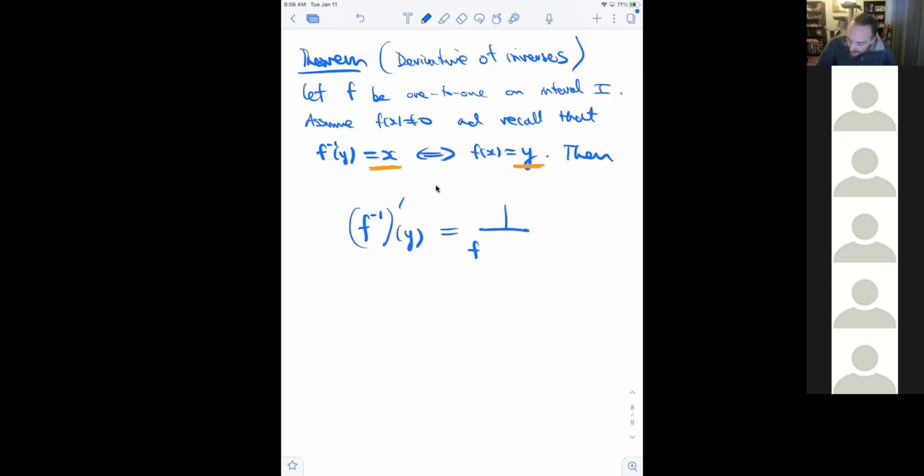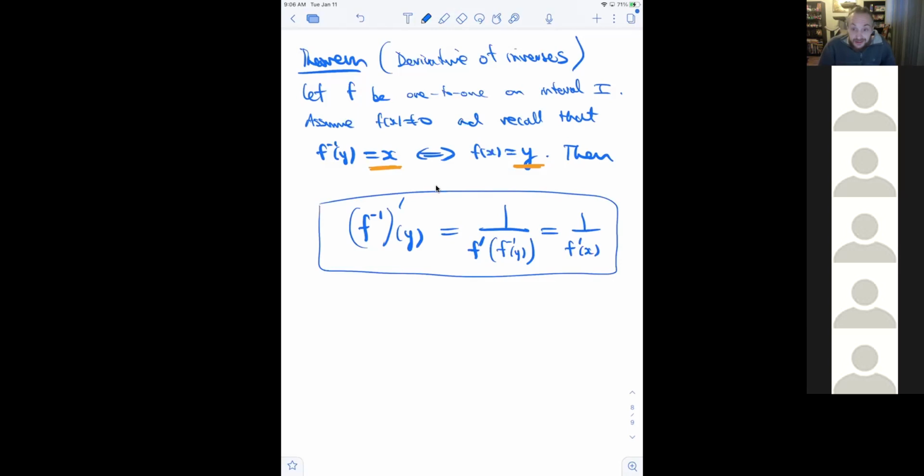f prime of f inverse of y. It's like, what? That looks like a horrible notation, but remember, what is f inverse of y? It's just x. And this is the formula you want.